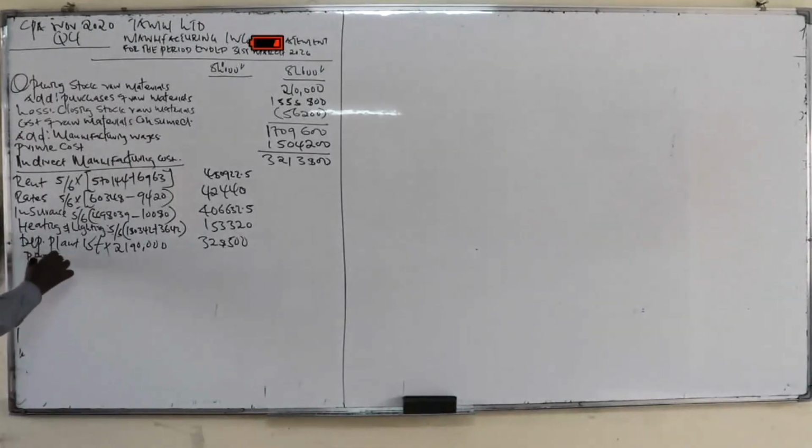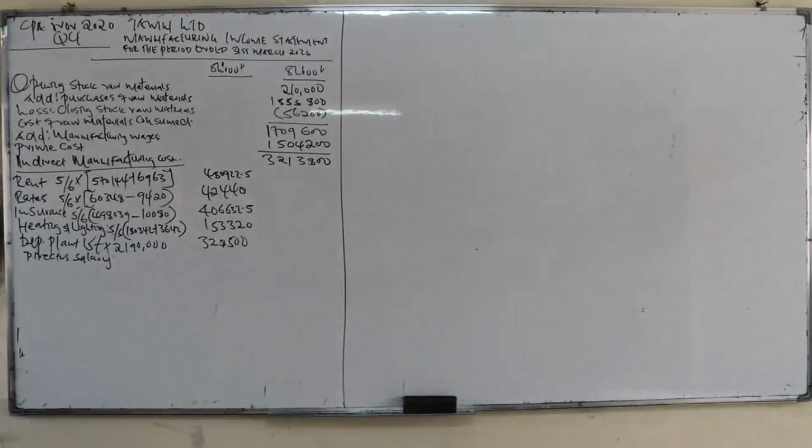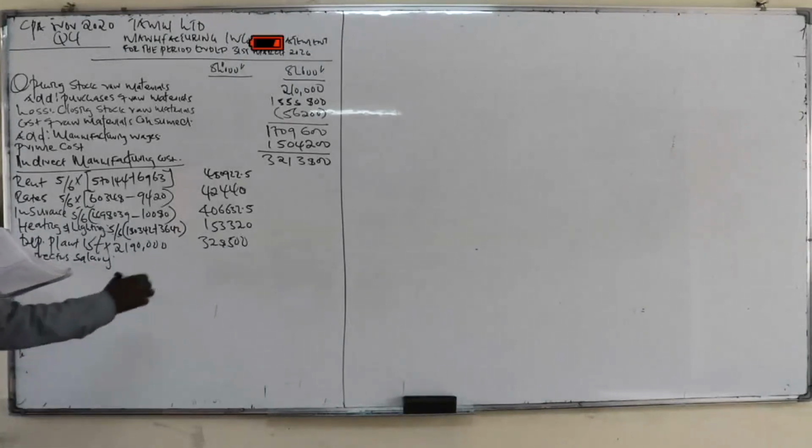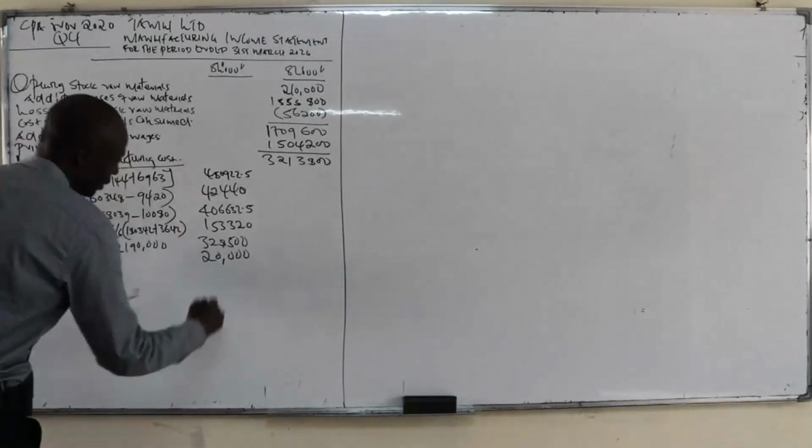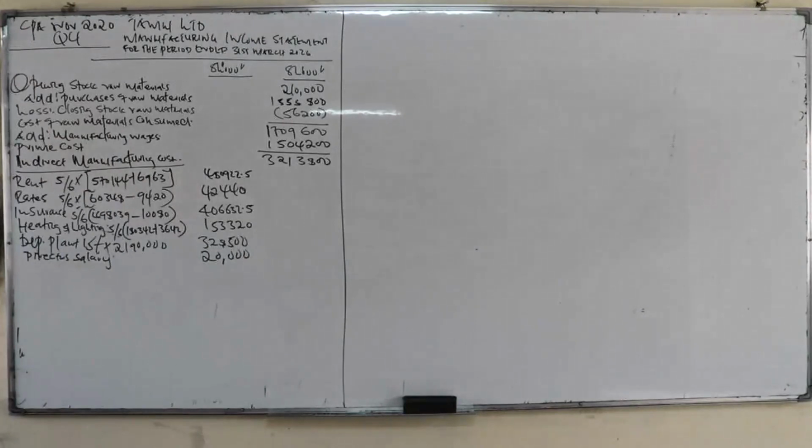Director's salary. That one that was paid to the production manager. So the total director salary is the one that is indicated in the trial balance. The total one is how much? 9306. So out of that, 20,000 is for the production manager now, which is part of the factory overhead. So that one.